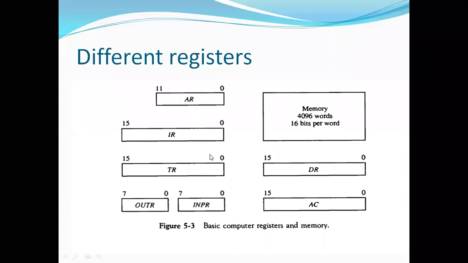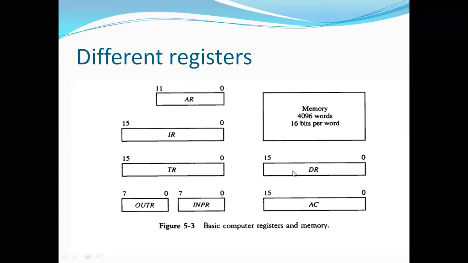The temporary register also deals with the data only, not the address, so it is also a 16-bit register. Temporary means it is for operations. If you are doing arithmetic operations and want to store some temporary data to complete the operation, we need to use the temporary register. So the temporary register is also 16 bits.